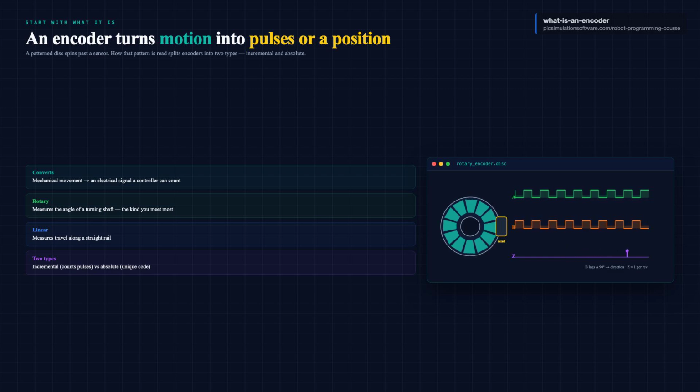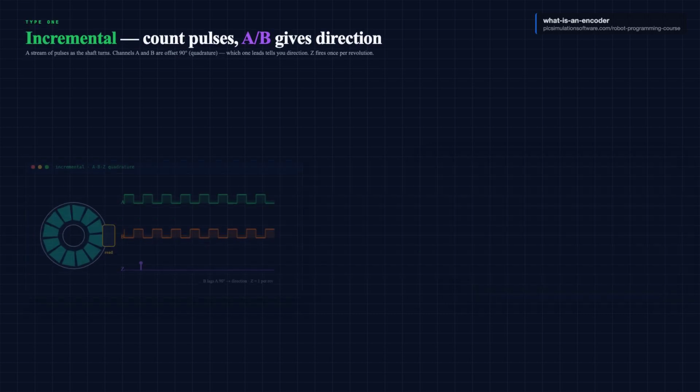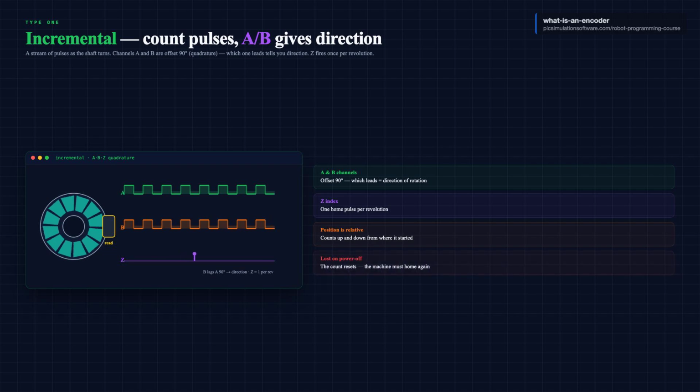An incremental encoder sends out a stream of pulses as the shaft turns. Count the pulses and you know how far it moved. But a single pulse train cannot tell you direction. So an incremental encoder uses two channels called A and B. They're offset by 90 degrees. That offset is called quadrature. By watching which channel leads, the controller knows the direction of rotation.